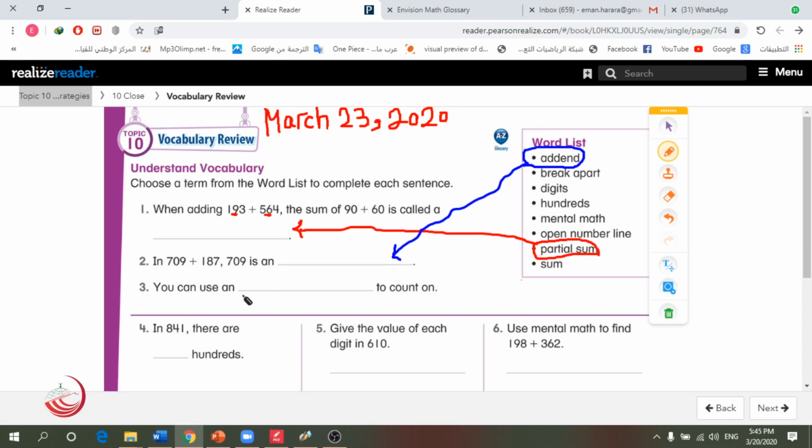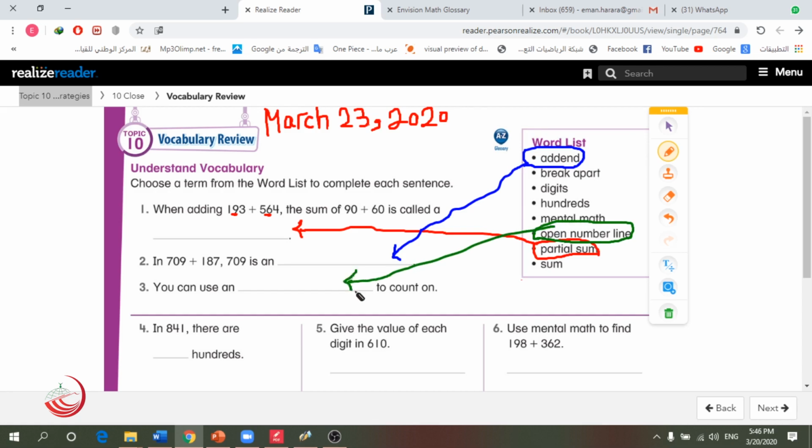You can use and to count on. What can I use to count on the numbers? Think quickly. Yeah, open number line. So let's choose the green color to circle the open number line to write it here in that line.